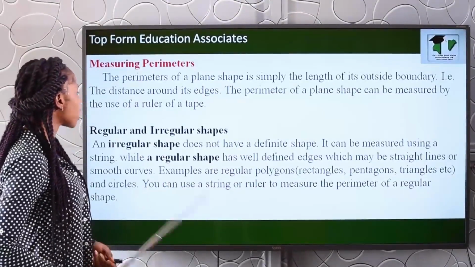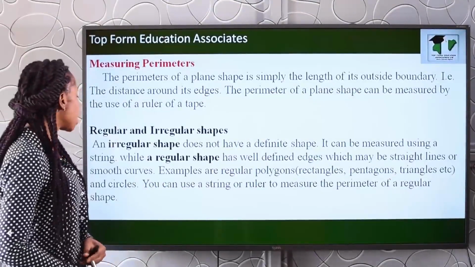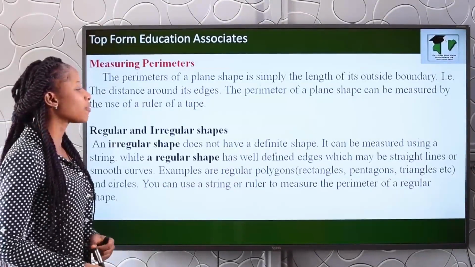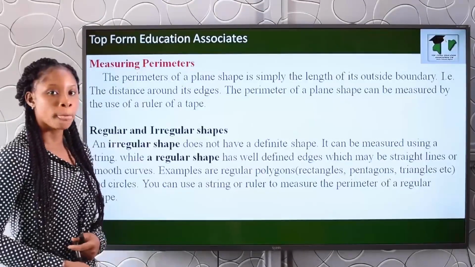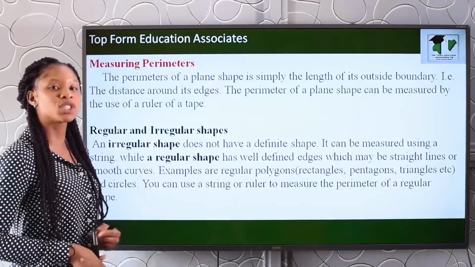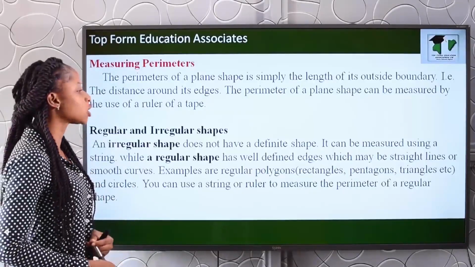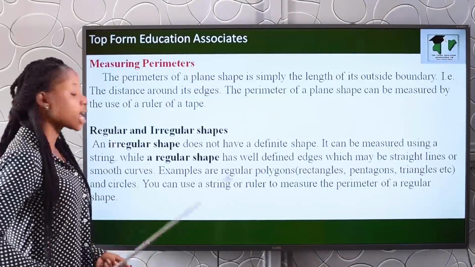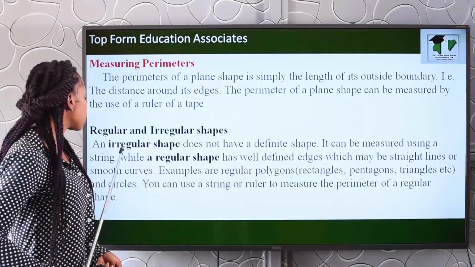Now, regular and irregular shapes. An irregular shape is a shape that has no definite shape or structure. It can be measured using a string.